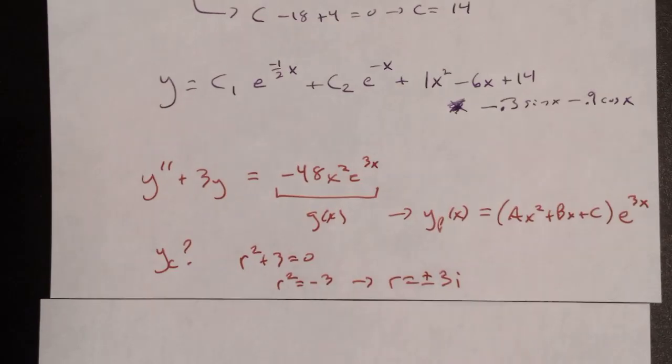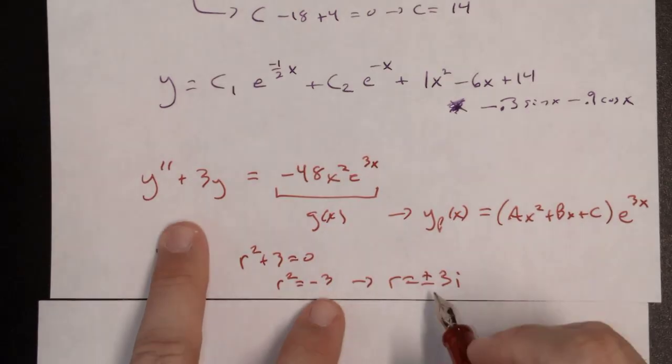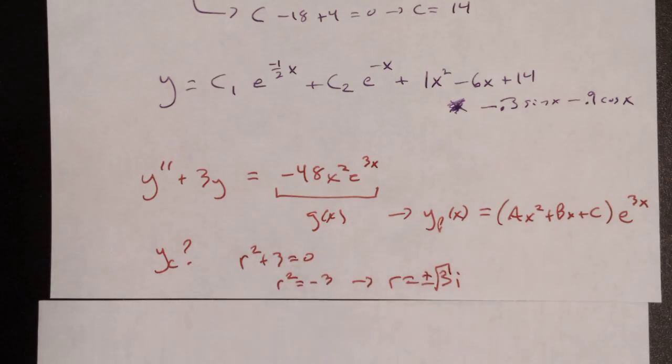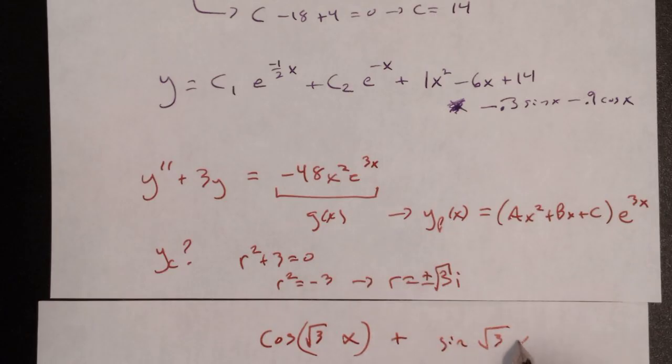So, wait a minute. I screwed up, though, before I get there. What's the square root of -3? It's square root of 3i. Cody, I screwed up. Catch me at it. Okay, so yeah, I'm going to get cosine square root 3x plus sine square root 3x, C1 and C2 respectively. C1 on the first one, C2 on the second one.